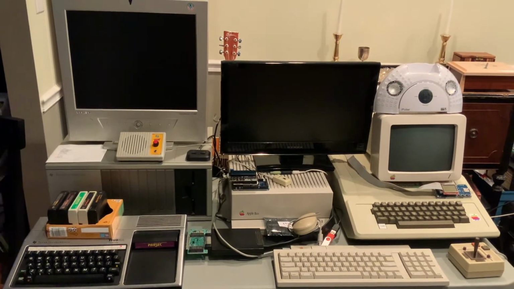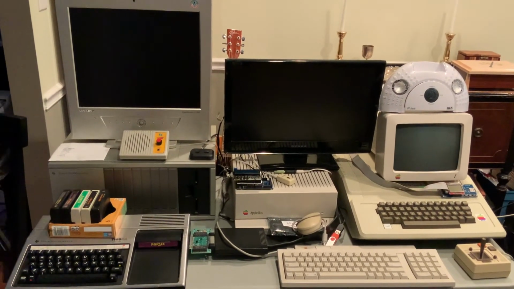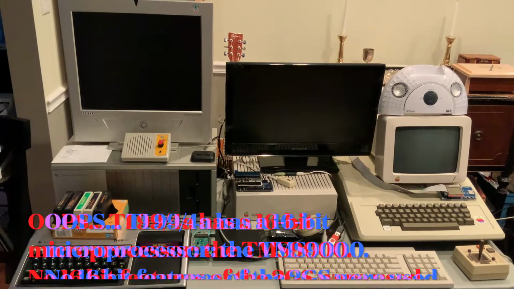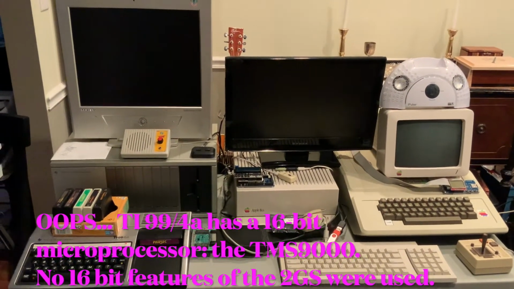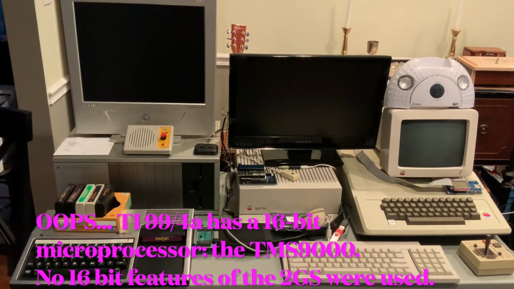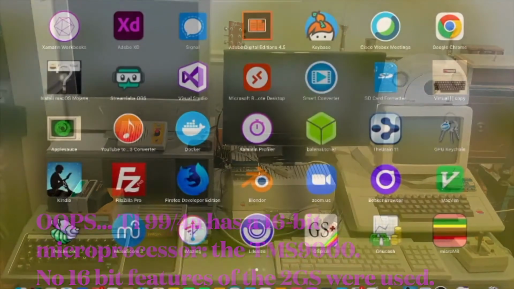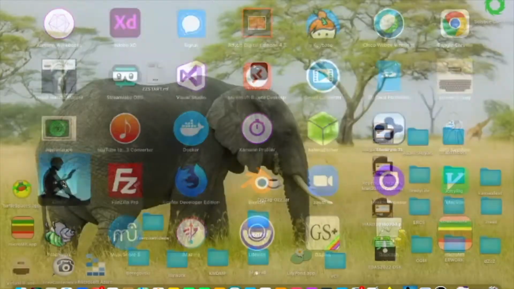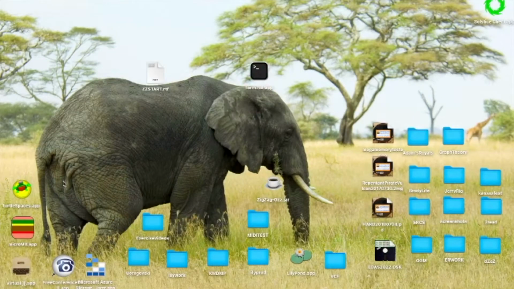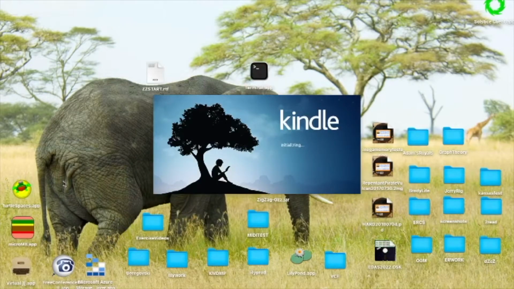This year's VCF exhibit shows speech synthesis on 8-bit computers, and we're demonstrating the TI 99-4A, the Apple IIgs, and the Apple II Plus. For comparison, here is a modern application that uses speech synthesis, the Amazon Kindle app.